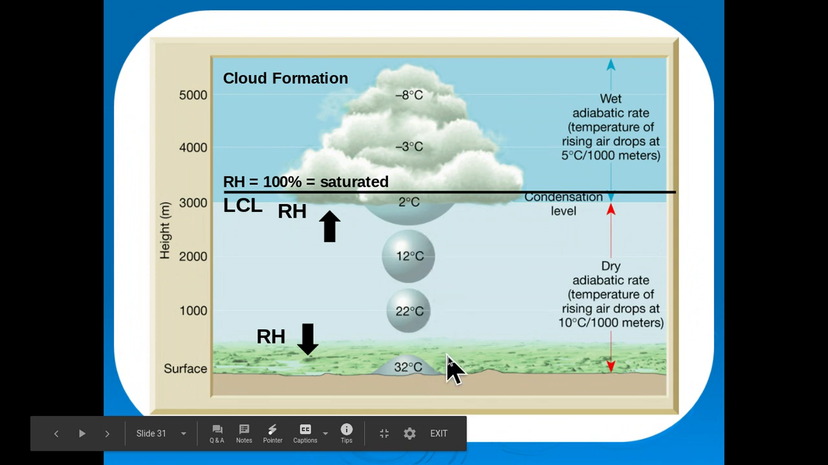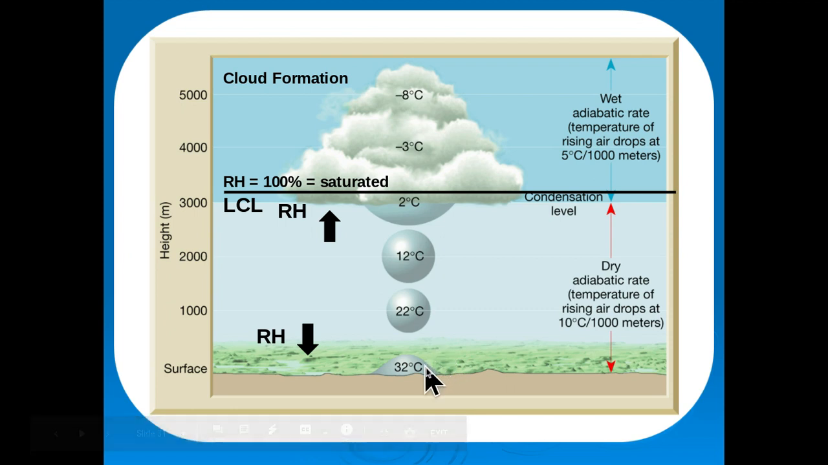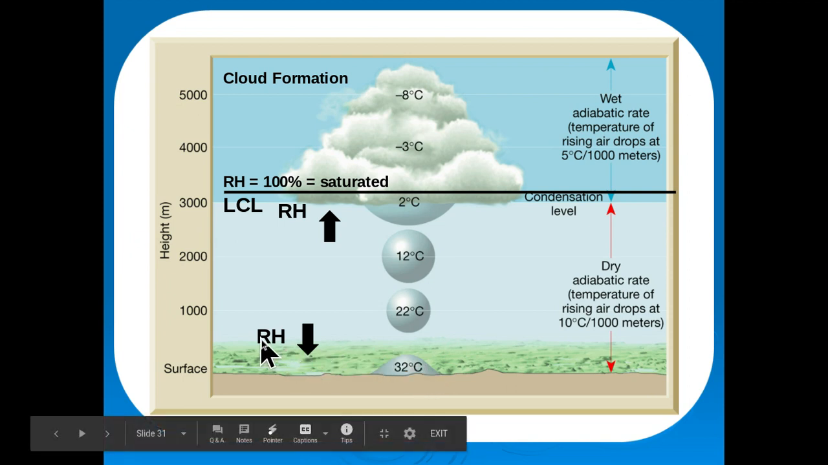And we're going to allow this air parcel to begin to rise. Right now it is at 32 degrees centigrade, and at 32 degrees, relative humidity is down, meaning that this temperature is enough to hold more water vapor, if you can get more water vapor into it. But right now, relative humidity is down. Now this air parcel is going to begin to rise.